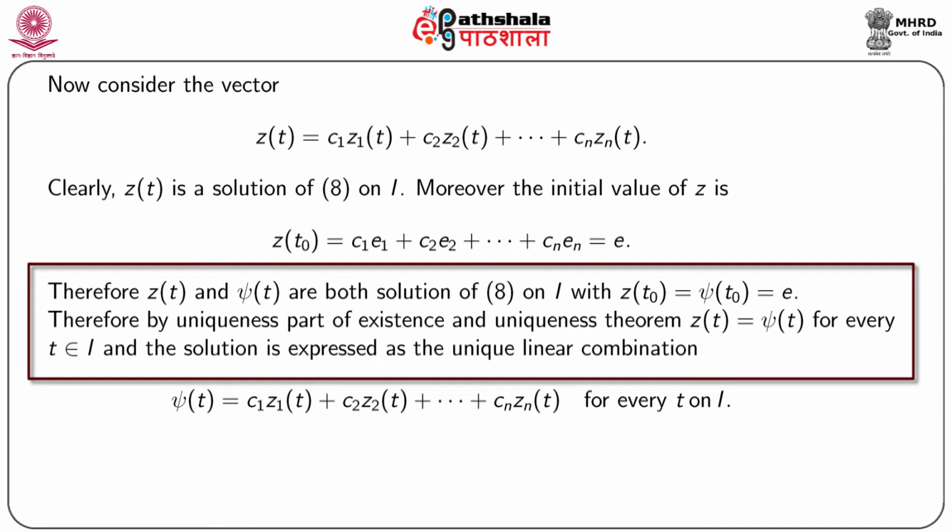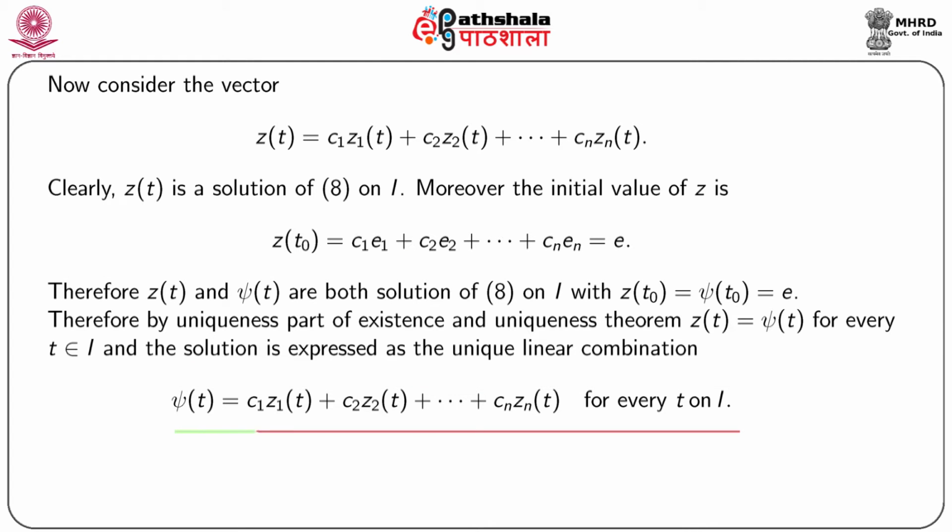Therefore, z(t) and psi(t) are both solutions of (8) on the interval I with z(t0) = psi(t0) = E. Therefore, by the uniqueness part of the existence and uniqueness theorem, z(t) = psi(t) for every t belonging to I, and the solution is expressed as the unique linear combination psi(t) = C1 z1 + C2 z2 + ... + Cn zn for every t on I.